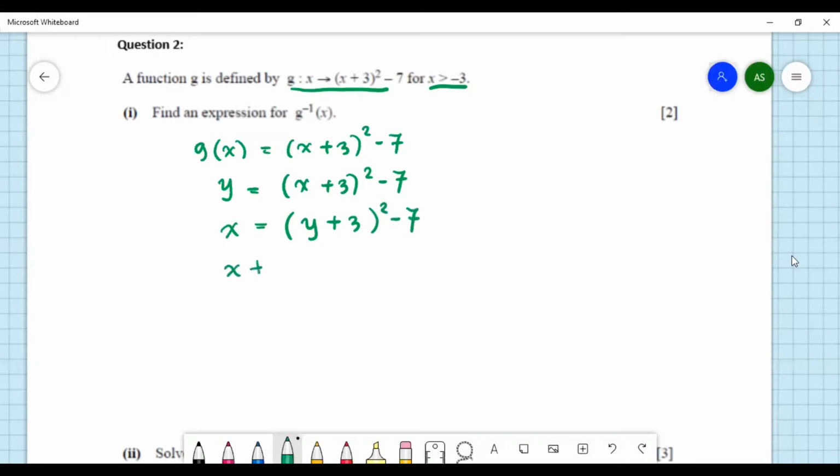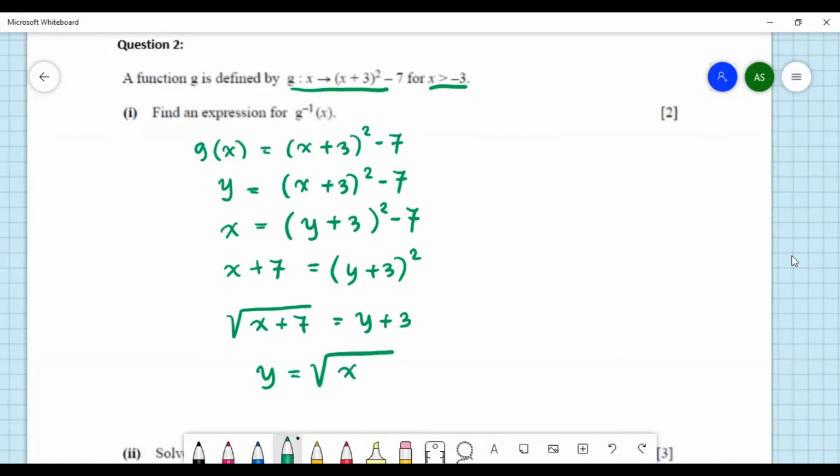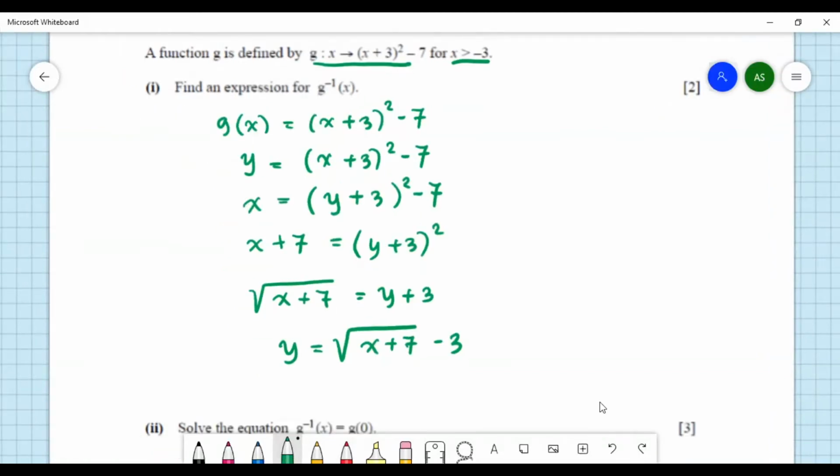So x plus 7 is (y plus 3) squared. We solve for y, we take the square root of both sides. So x plus 7 is equal to y plus 3. So therefore y is equal to the square root of x plus 7, minus 3. Therefore, our g inverse of x is equal to the square root of x plus 7, minus 3.